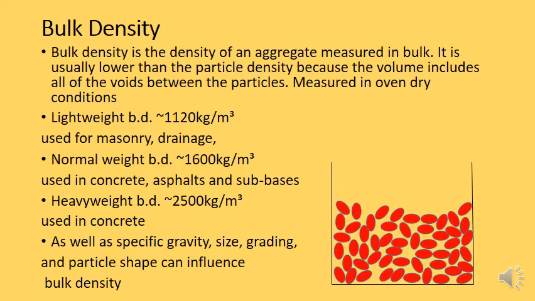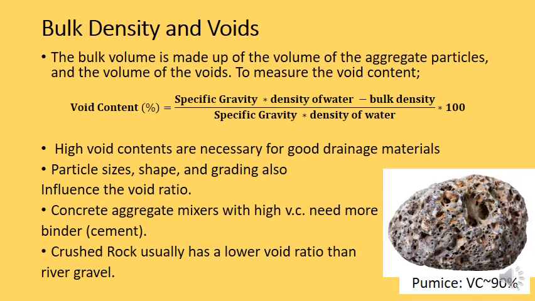Now, as well as the voids, things such as the specific gravity or density of the original particle, the size of the particles, the grading, we'll get to that later, that's the range of sizes, and even the particle shape, all of these influence the bulk density. If the particle shape is really flaky, a flat cornflake shape, then that's going to have a very low bulk density because it creates a lot of voids. Now, with bulk density, remember the bulk volume is made up of two things. It's the volume of the aggregate particles and the volume of the voids. And so the more void volume you have, that's going to lower the strength of the aggregate.